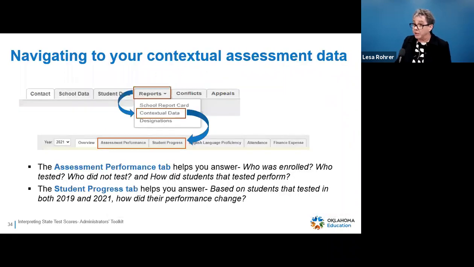So now we're all signed in. Where do we go from here? Well, we suggest that you navigate to your contextual assessment data. The contextual assessment data is in reports. Notice it's not in the school report card because remember that's been waived. So this is in the contextual data page, and that includes information about all the students that you had enrolled. At this time, the only thing populating for 2021 is assessment performance and student progress. The reason for that is we wanted you to make sure that you had this data before you began thinking about performance so that you can develop that contextual understanding. So assessment performance helps us answer who was enrolled, who tested, who did not test, and how did students that tested perform. Student progress tab helps us answer based on students that tested in both 2019 and 2021, how did their performance change? Let's dig a little deeper.